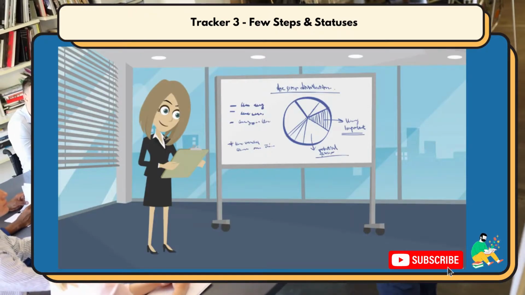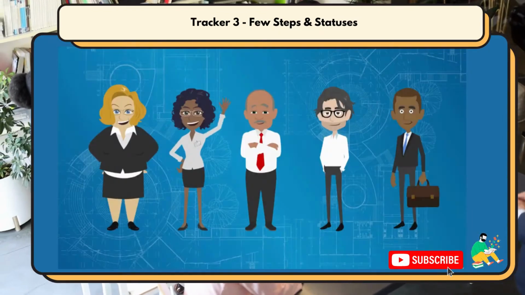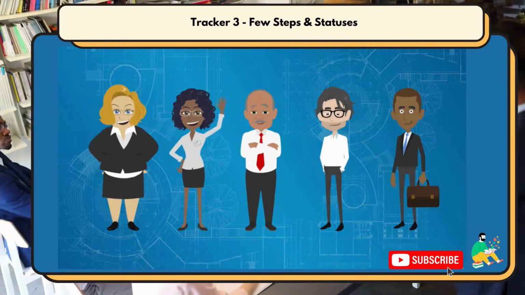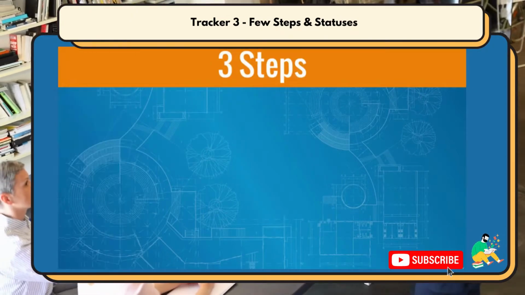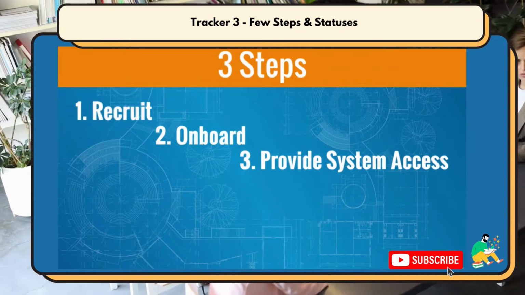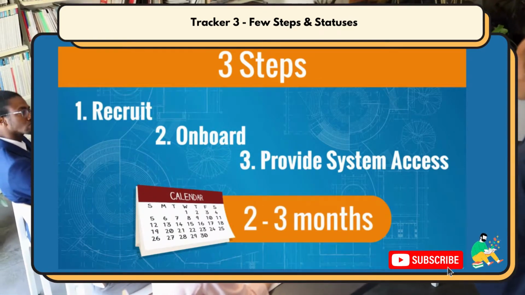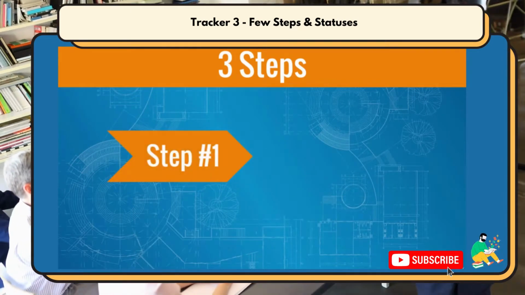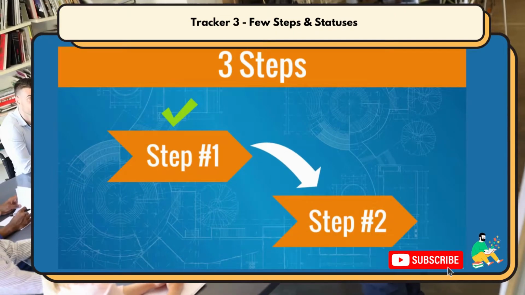Imagine that as part of your project, a new department or new team will be established. 5 new employees need to be recruited, then onboarded to the company, and finally to be provided with access to an important corporate system. Hence, there will be 3 steps: recruit, onboard, and provide system access. The whole activity is lengthy, as it can take 2 to 3 months, and you want to be tracking the progress diligently. So whenever one step is ready, the next one starts immediately, without wasting any time in between.